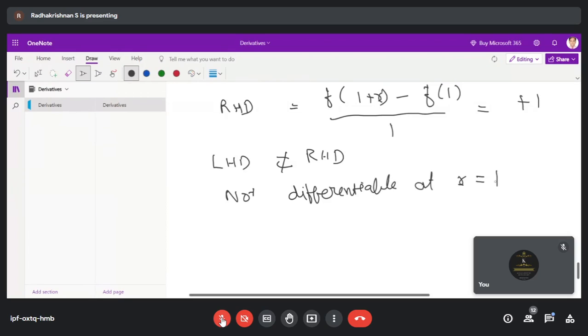So even though a function is continuous, it is not necessary that it will be differentiable. But the other way is true. If a function is differentiable, it will be continuous. Okay? But if it is continuous, it is not necessarily differentiable. Okay? So this is the concept of differentiability.